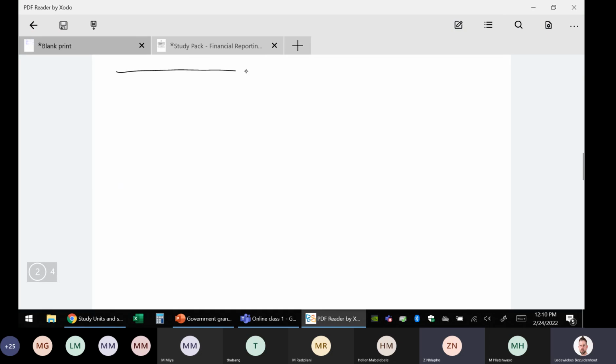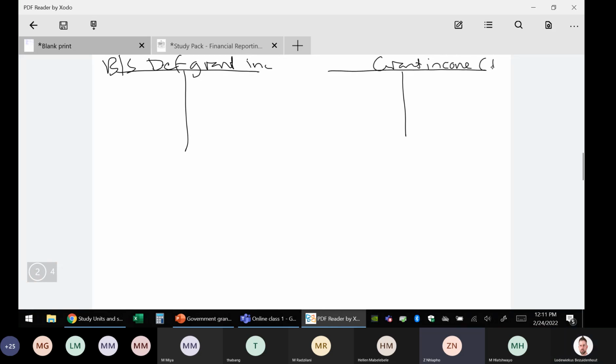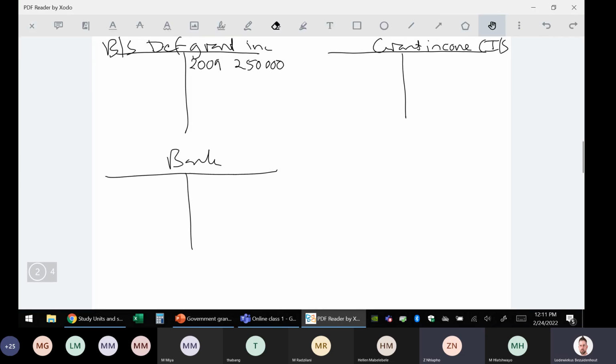We will have deferred grant income, and that's on the balance sheet, and we will have grant income in the income statement. So in 2009, we received a grant, 250,000. Let me just make more space here, sorry.